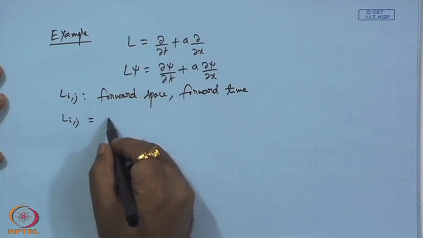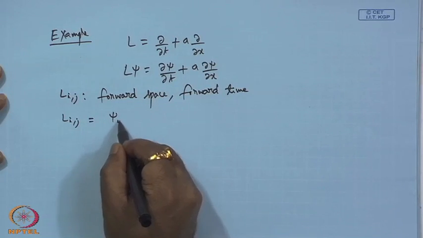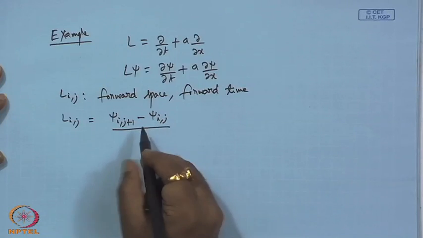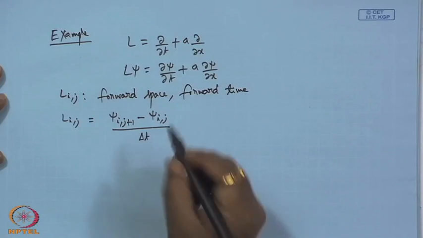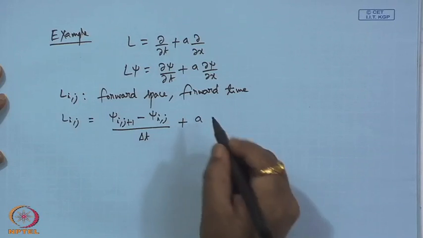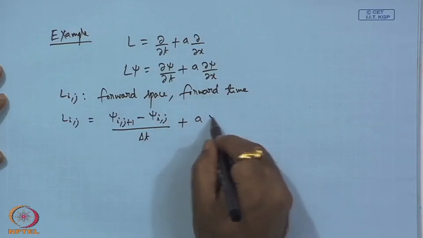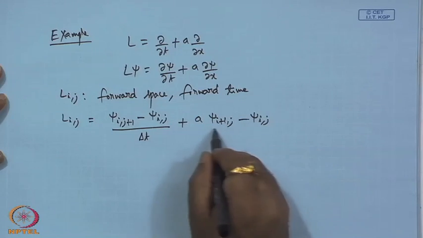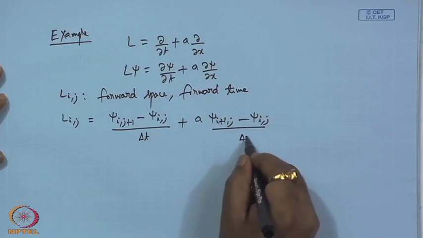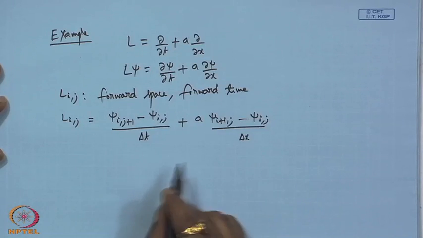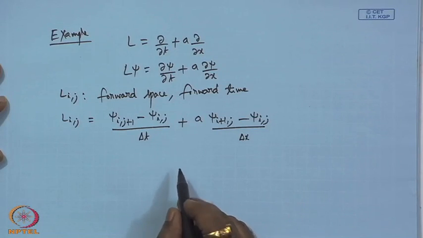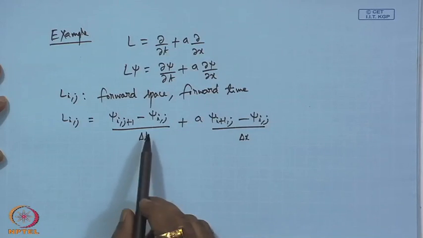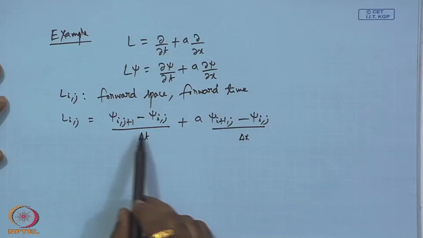Okay. So, we get psi I j plus 1 minus psi I j by delta t plus a constant times the forward space difference. Okay. So, this is our L I j, right. So, now in order to compute the error, we have to expand in Taylor series.